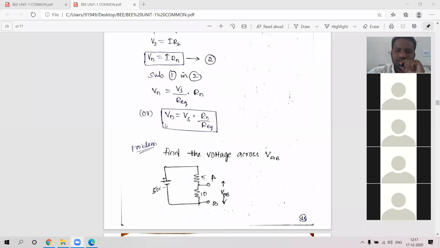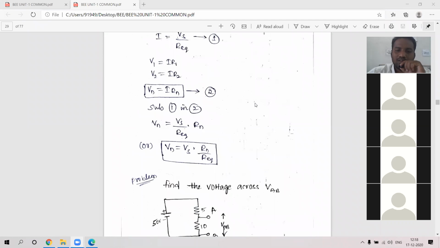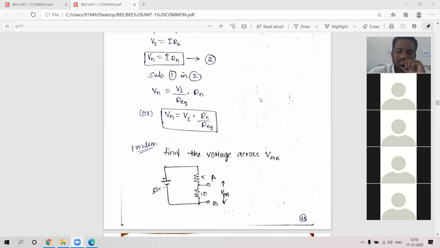Simply you have to go through this. Vn is equal to total voltage into the particular resistor by the total resistance. When you are writing for a resistor, you have to say the particular resistor only. If the nth voltage is what I want to find, the nth resistor you need to consider. Now by making use of this formula, all of you work out what is the voltage across A and B.